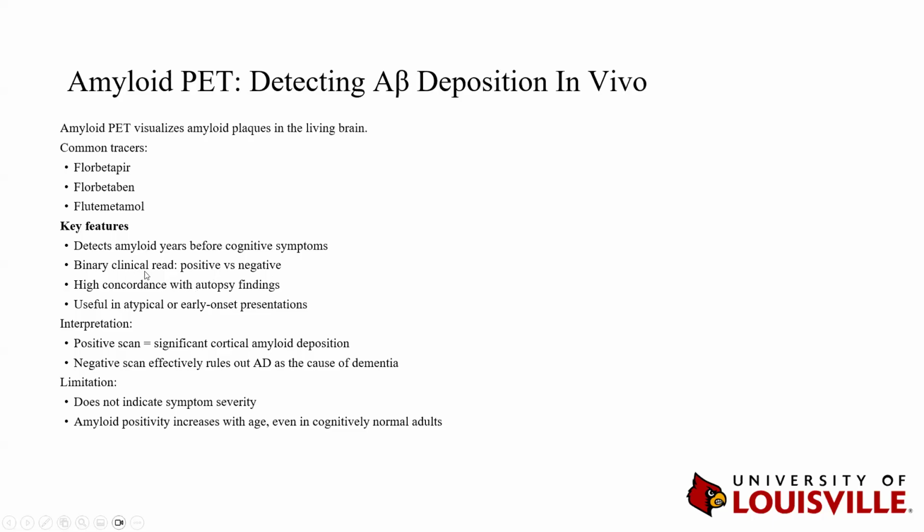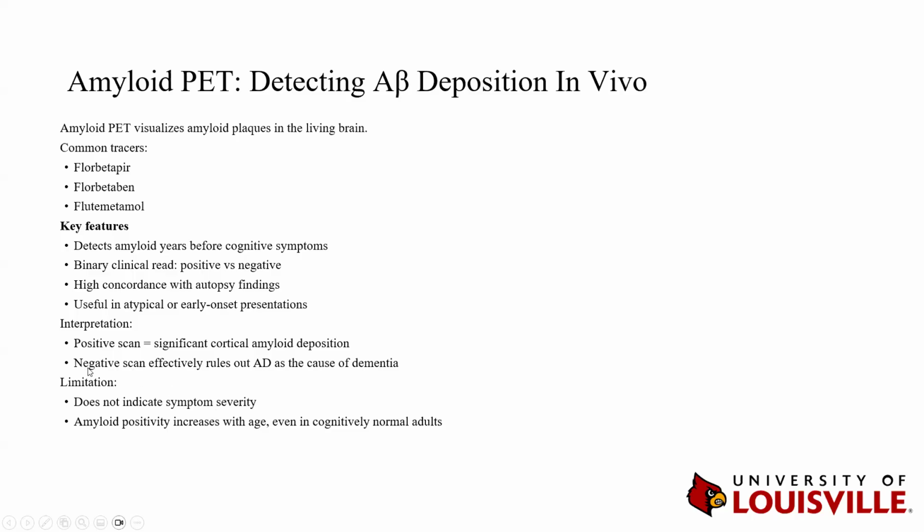Again, this is a binary read. It's either positive or negative, and some of these cutoff points are set based on epidemiology about what designates AD versus non-AD. There's high concordance with autopsy findings, meaning that afterwards they performed autopsies and were able to confirm there was a matchup between where these scans showed plaques and where there were plaques. Again, it's particularly useful in these earlier patients or patients that may or may not have some other concerning pathologies.